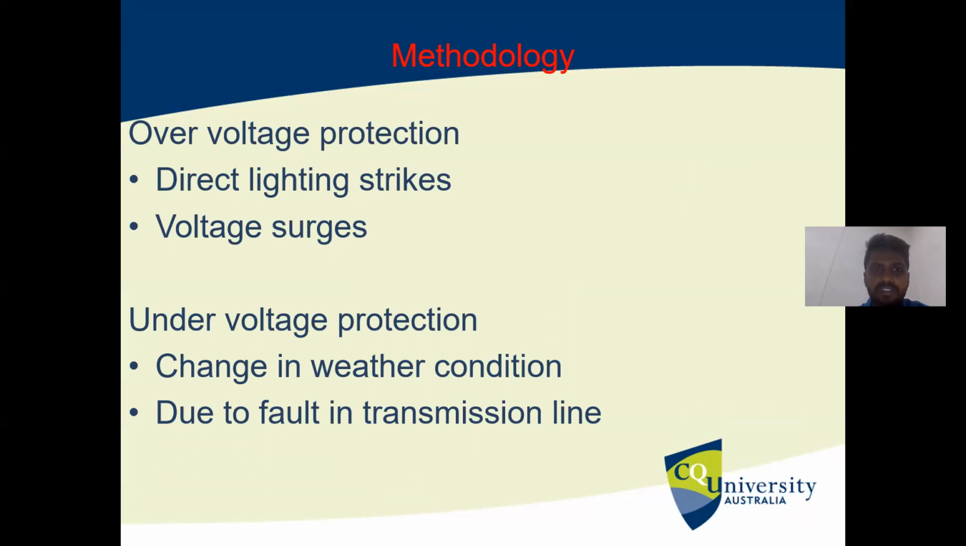Next slide, please. We have two different protection methods: over voltage protection and under voltage protection. Over voltage is caused by lightning surges, direct lightning on the mainstream line, or voltage surges in between the lines. To protect the system from this, we install lightning arrestors at the generation stations. To protect the system from under voltage, it depends on the weather forecast conditions. You need to check the weather before you install your PVs in a particular place, and due to some faults in the transmission lines, the under voltage may occur. By using several different kinds of cables, we can reduce this under voltage as well.